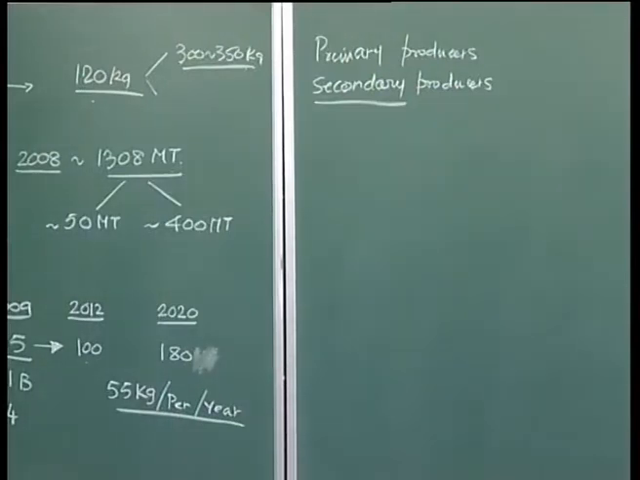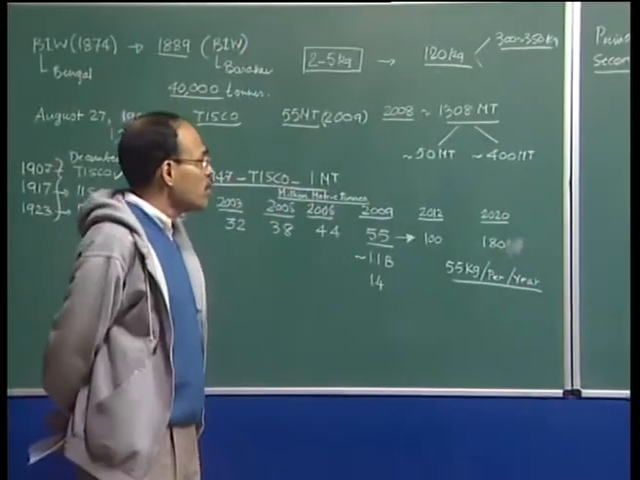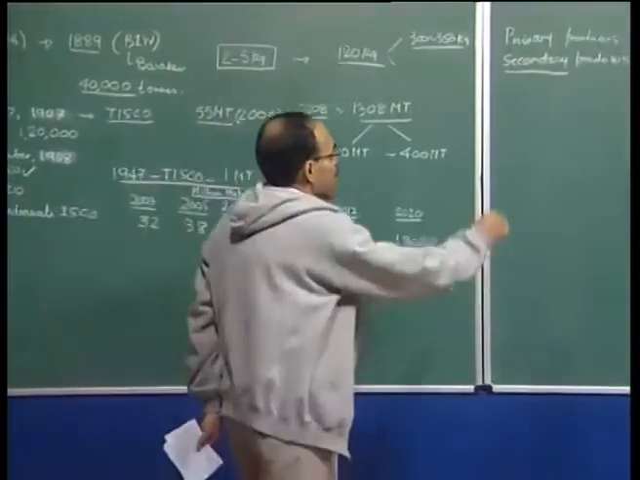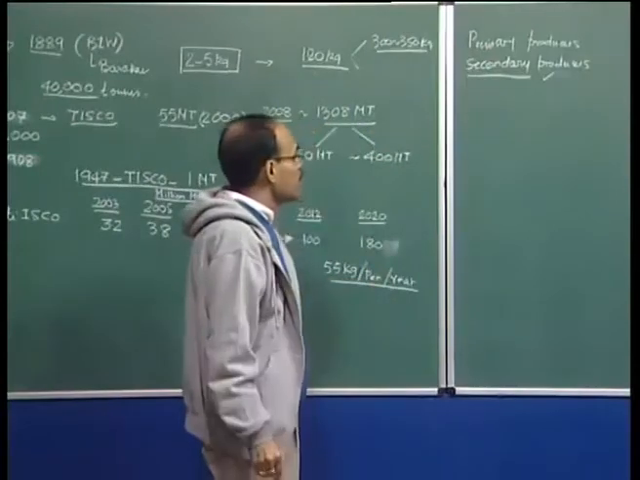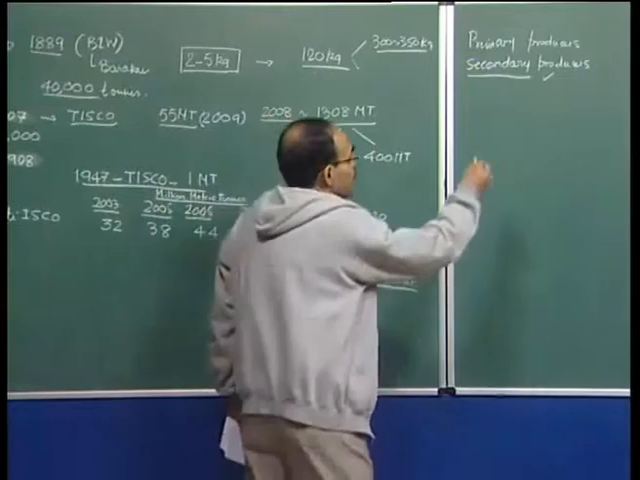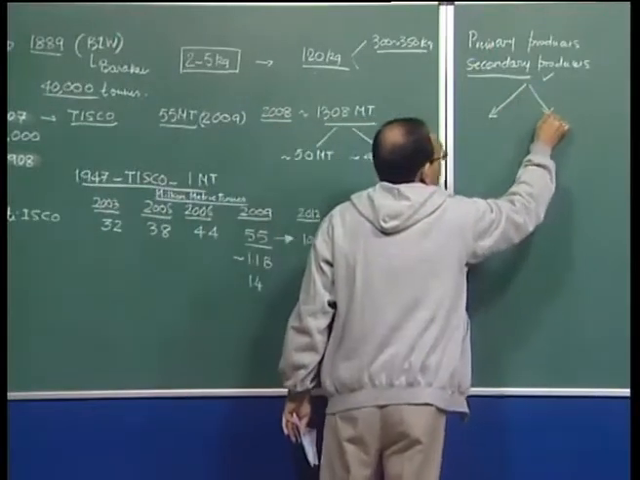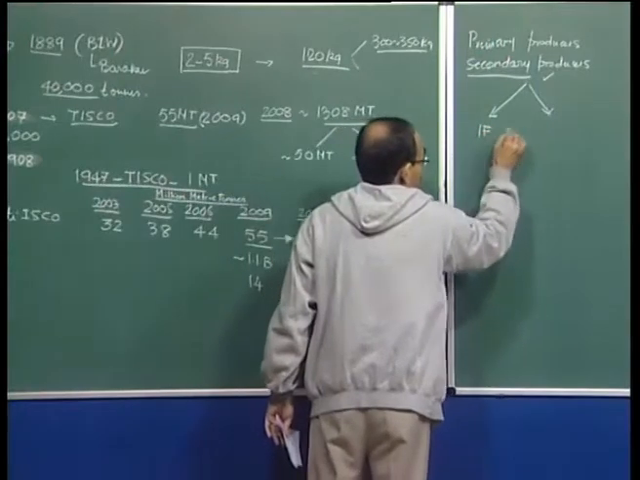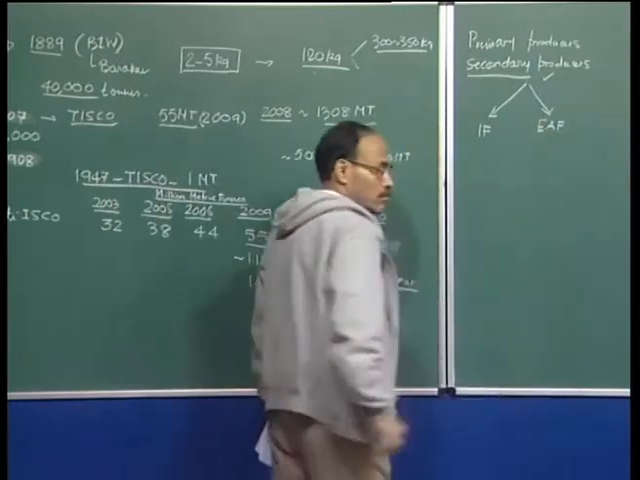Or we can say that we have integrated steel mills from which steel comes. We have mini steel mills also from which steel is produced. So mini mills are basically secondary producers. Primary producers are basically the integrated steel mills. And in secondary producers, we are talking about not only electric arc furnace, but also induction furnace steel making as well as electric furnace steel making.